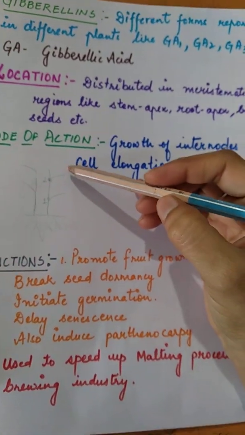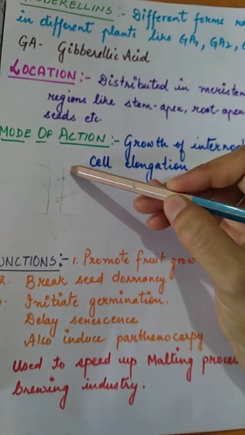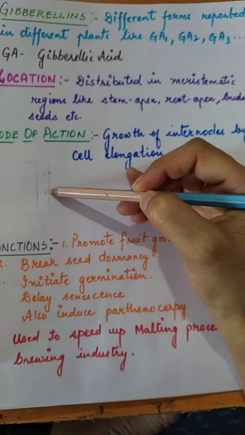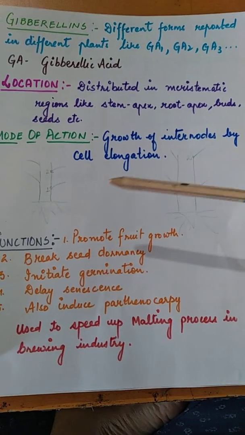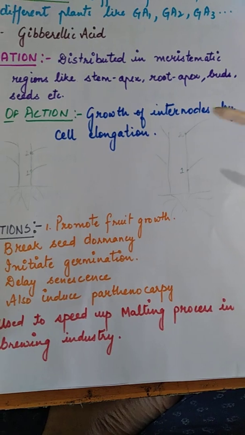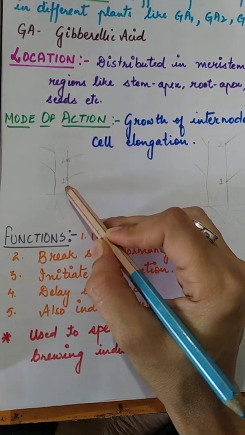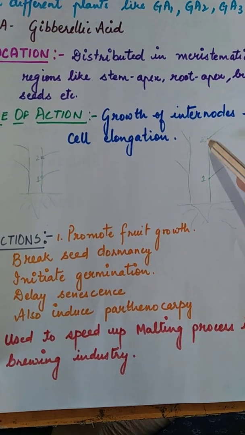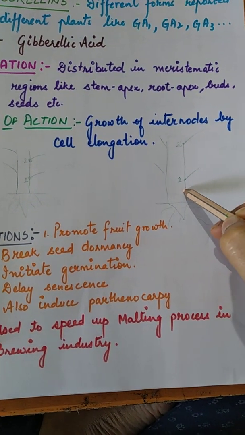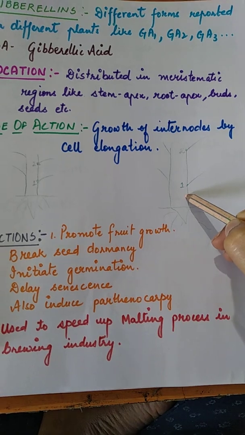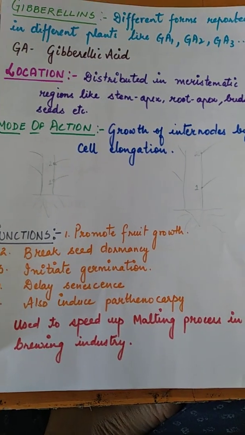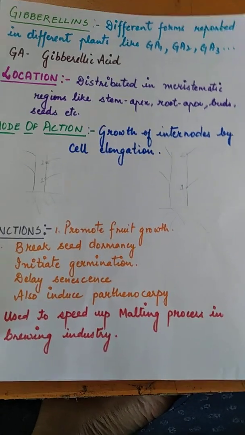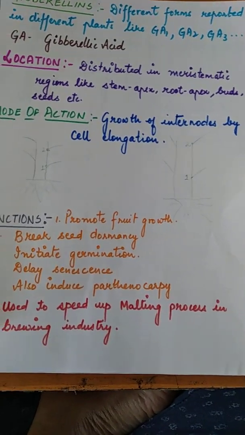So gibberellins act in this way only. They increase the distance, they increase the length between these two nodes. So after the application of gibberellins, I have marked them node 1 and node 2, the distance, the internodal space, gets elongated, it furthers up. So that leads to the increase in the size of the stem. That is how gibberellins work.